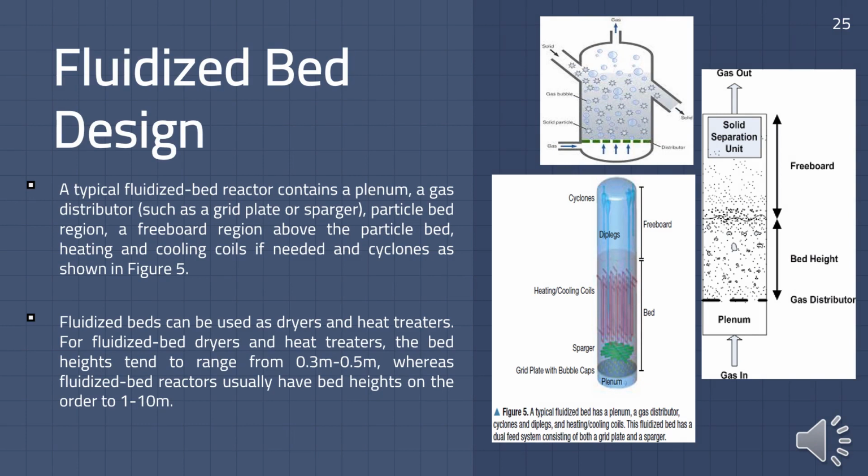Fluidized bed design. A typical fluidized bed reactor contains a plenum, a gas distributor such as a grid plate or sparger, a particle bed region, a freeboard region above the particle bed, heating and cooling coils if needed, and cyclones, as shown in Figure 5. Fluidized beds can be used as dryers and heat treaters. Their design is somewhat different from that of a typical reactor. For fluidized bed dryers and heat treaters, the bed heights tend to range from 0.3 meter to 0.5 meter, whereas fluidized bed reactors usually have bed heights on the order of 1 to 2 meters.